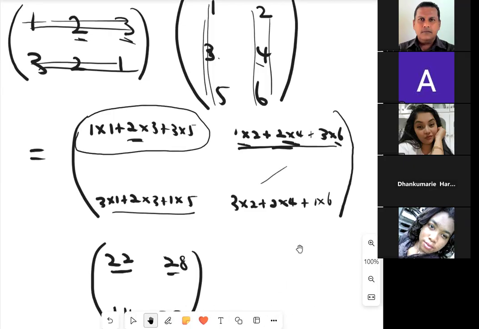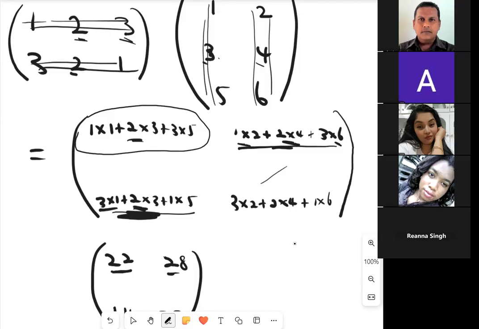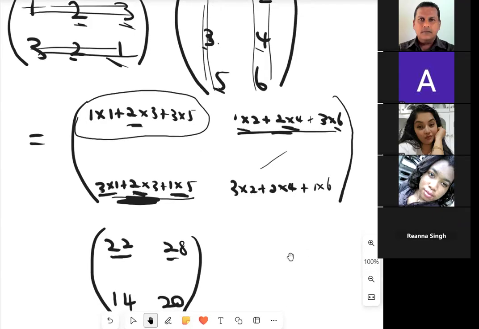Then we use the second row by the first column. When you do that, that will go here. So 3 by 1, that's what you see here. 2 by the 3, that's what you see here. And the 1 by the 5, that's what you see here. When you work that out, you get 14.